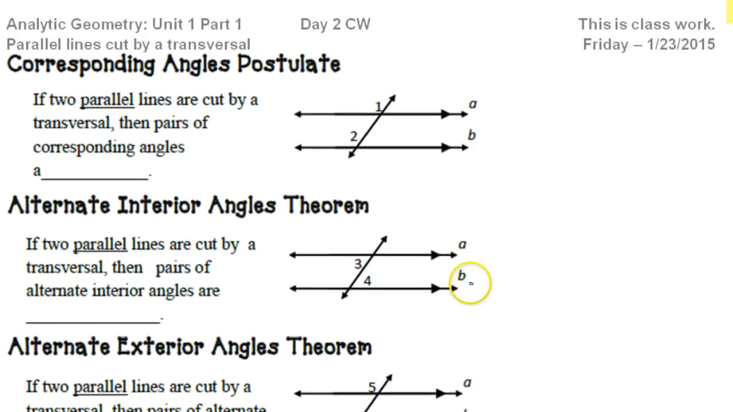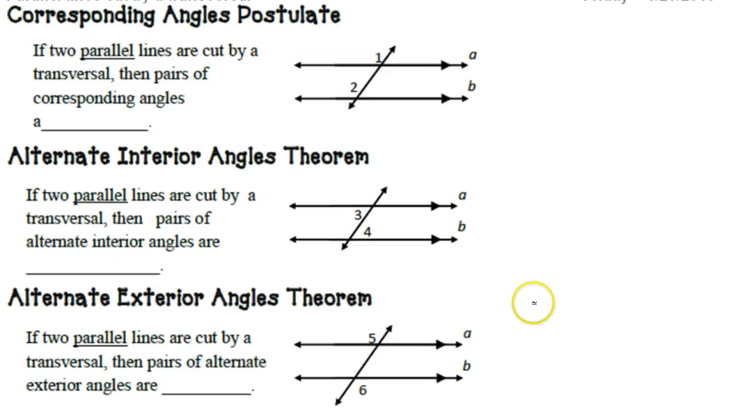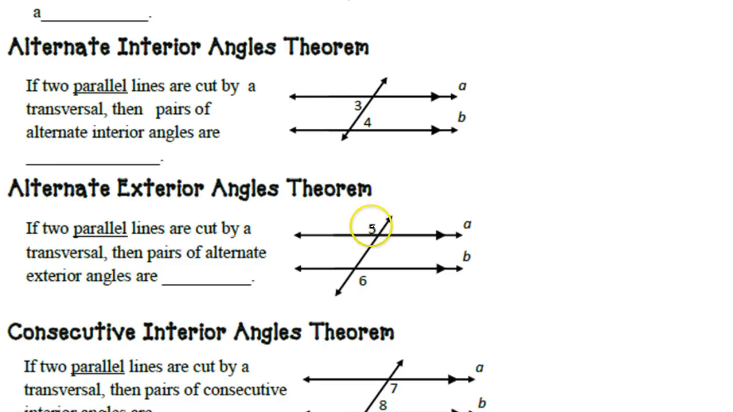But what we're going to talk about today is that the converse is also true. If we know that a pair of angles that would be corresponding angles are congruent, then that proves that the lines are parallel lines. If we are given that alternate interior angles are congruent, then the lines have to be parallel. And if we find that alternate exterior angles are congruent, that proves that the lines are parallel.